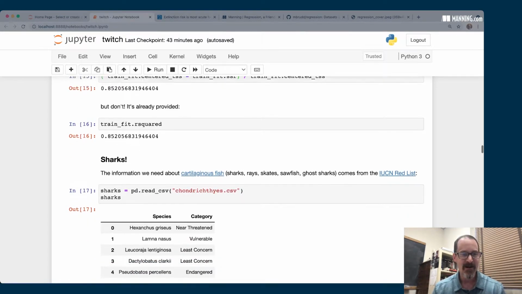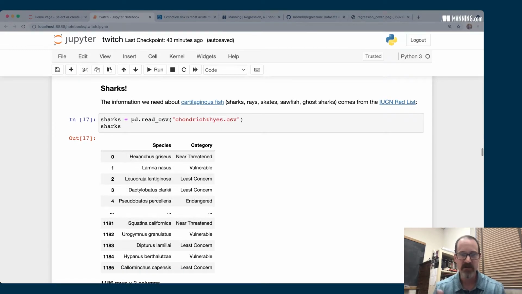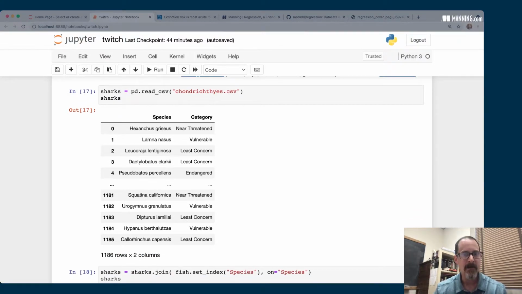For cartilaginous fish, again, sharks, rays, skates, sawfish, ghost sharks, we're going to get all those fish and their extinction risk classifications from the IUCN Red List, and you can follow the link to see that. So I took that data, put it in this CSV, chondrichthyes.csv, and if you read it, here's what you get. So here are 10 of the cartilaginous fish. I'm going to call them sharks for simplicity, but they're not all sharks.